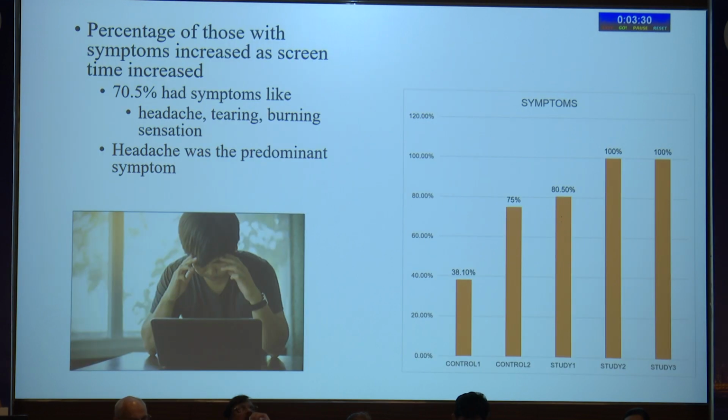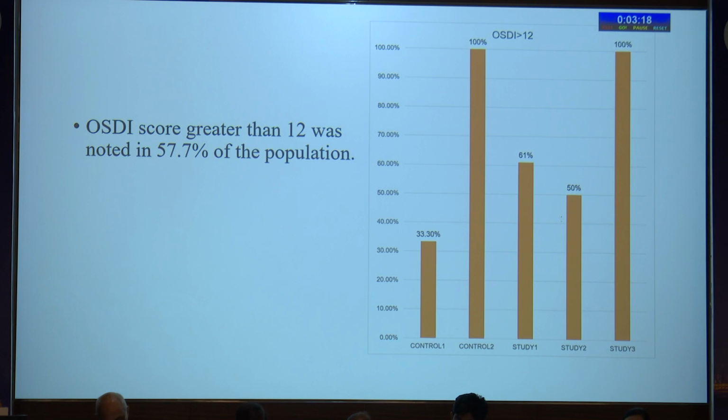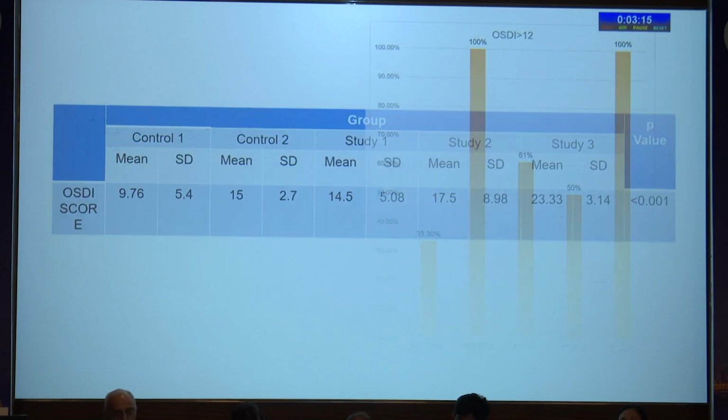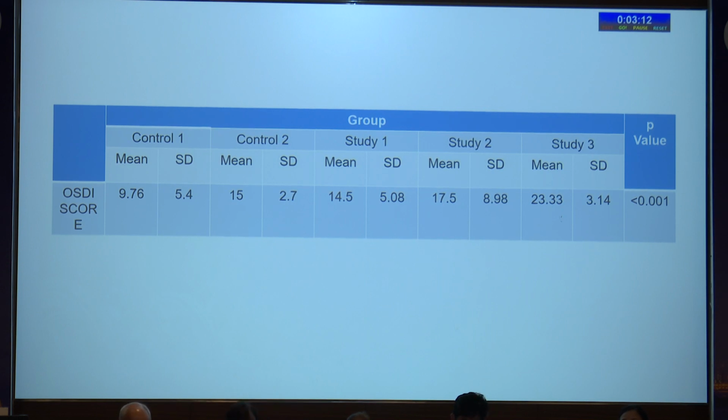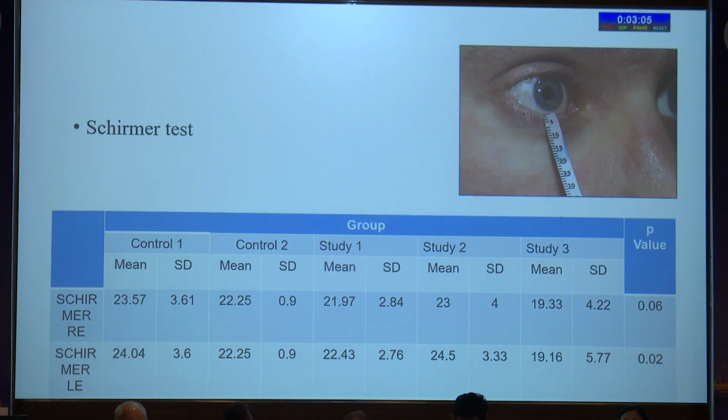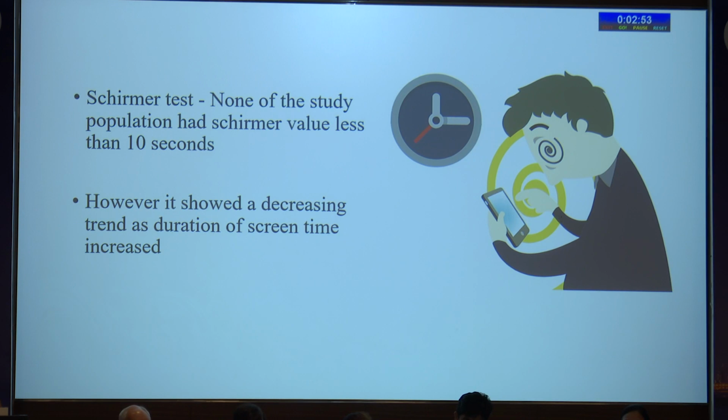So the percentage of those with symptoms increased as the screen time increased. 70% of the children had symptoms like headache, tearing, burning sensation, and headache was a predominant symptom. OSDI score was greater than 12 in 57.7% of the population. When we compared, we can see that the OSDI score increased as the screen time increased in the child with a significant p-value. Next, coming to the Schirmer's test. The Schirmer's test showed a decreasing trend as the screen time increased, with a p-value of 0.06 in the right eye and 0.02 in the left eye. But none of the study population had Schirmer's value less than 10 seconds, but it showed a decreasing trend as the duration of screen time increased.